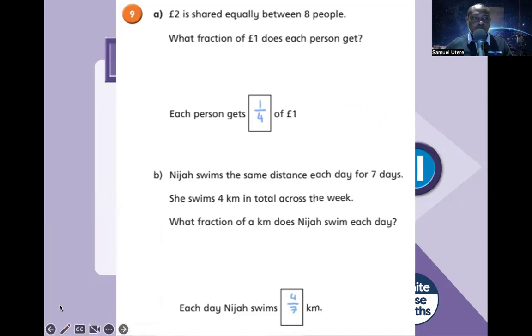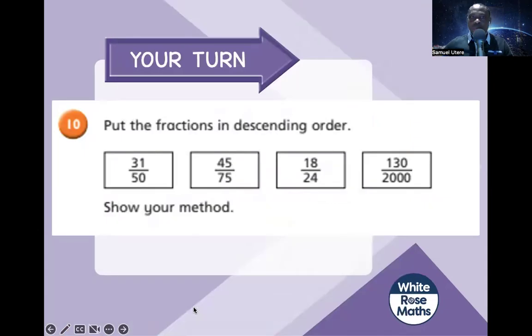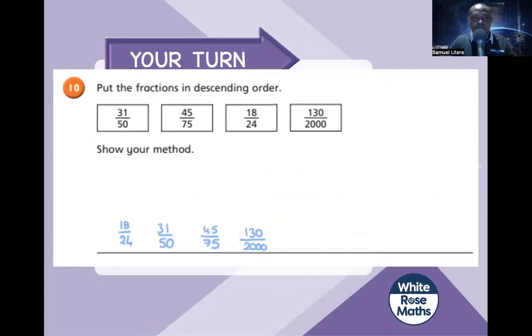Question 10, pause the video and answer question 10 in a minute. Here you're asked to put the fractions in descending order. And here they are. So you could use your calculator, work out the decimal numbers, compare the place value of the digits, and then you figure out which one is actually the smallest, the biggest, and then you start from the biggest. Descending means you start from the biggest all the way to the smallest, and that should help you arrange the fractions in descending order.